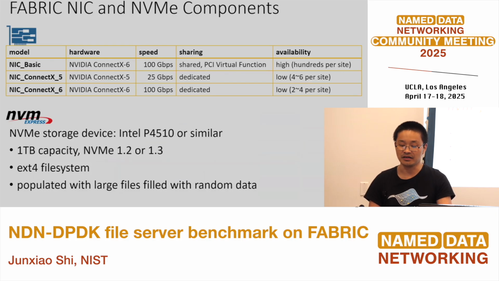NIC Basic is a 100G ConnectX-6 device, but we don't get the whole device. We get one of the PCI virtual functions. So this means the 100G port is shared by different experiments running on the same physical machine.